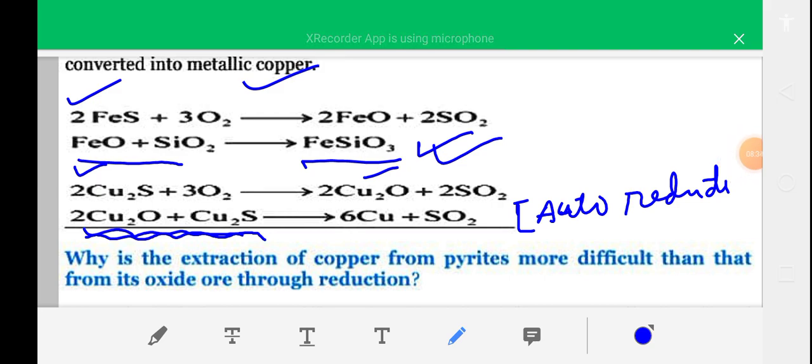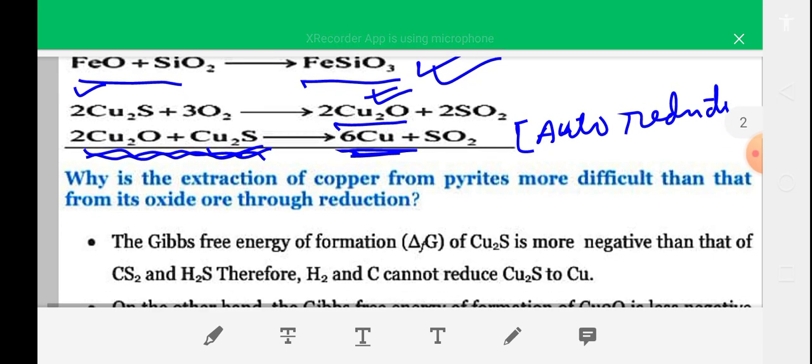First copper sulfide will be roasted and partially converted into copper oxide, and the copper oxide will reduce the remaining copper sulfide into copper. This is actually auto reduction.